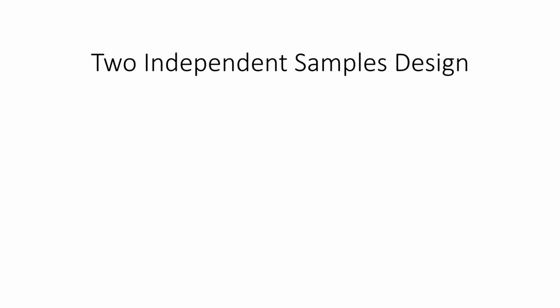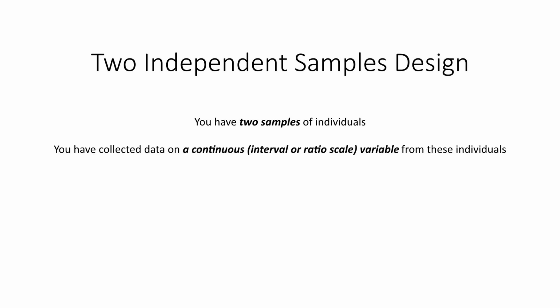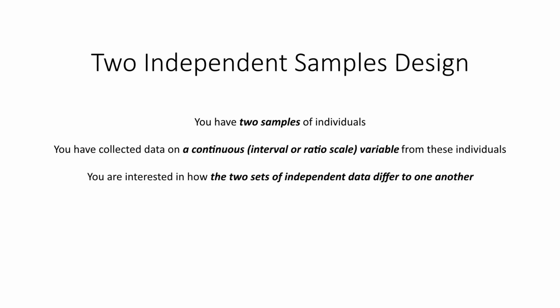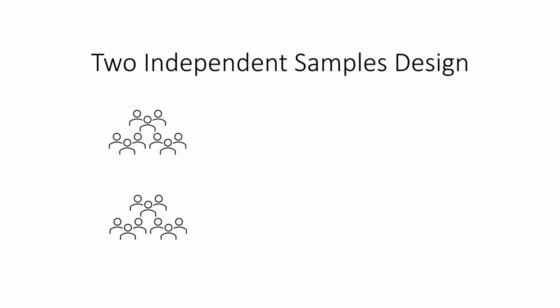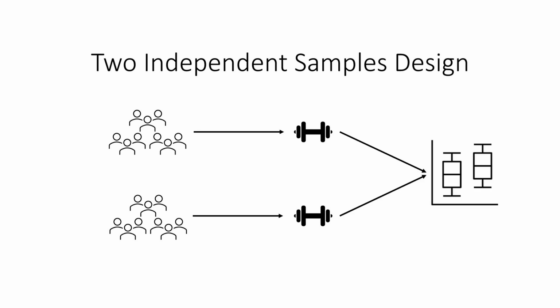So, typically you will have two samples of individuals, and on these two samples you will have collected data on some continuous variable, and you're interested in how these two sets of independent data, because they have come from two separate samples of individuals, differ to one another. So for example, in the observational case you might have two separate groups, and you're interested in comparing the strength between these groups. So you measure strength and then you compare this between the two groups.